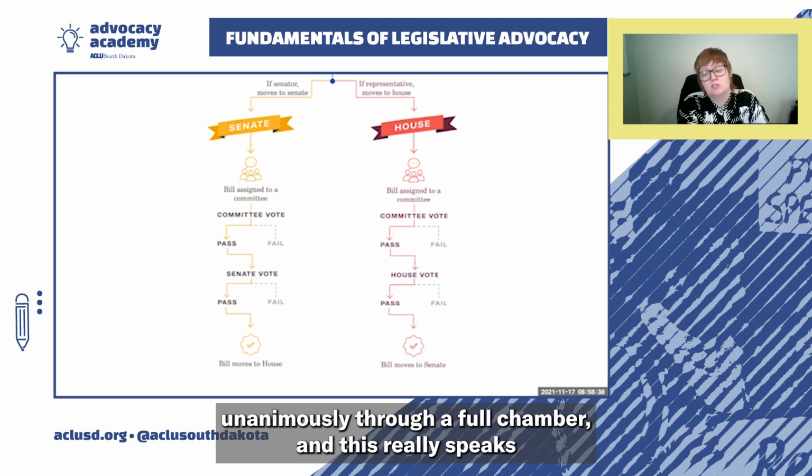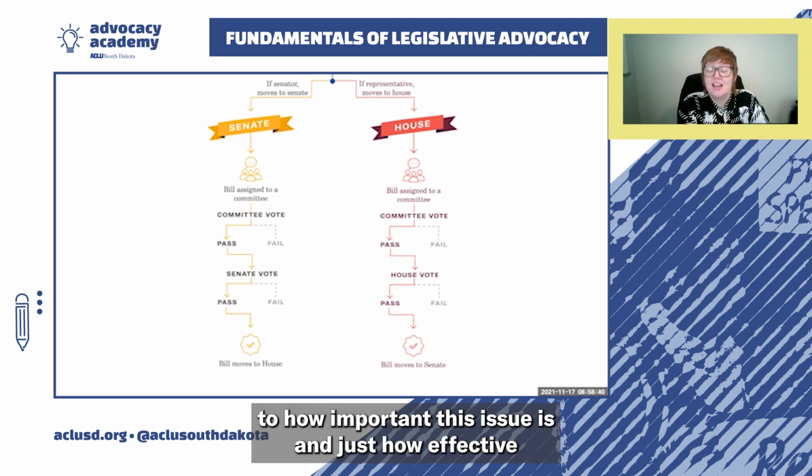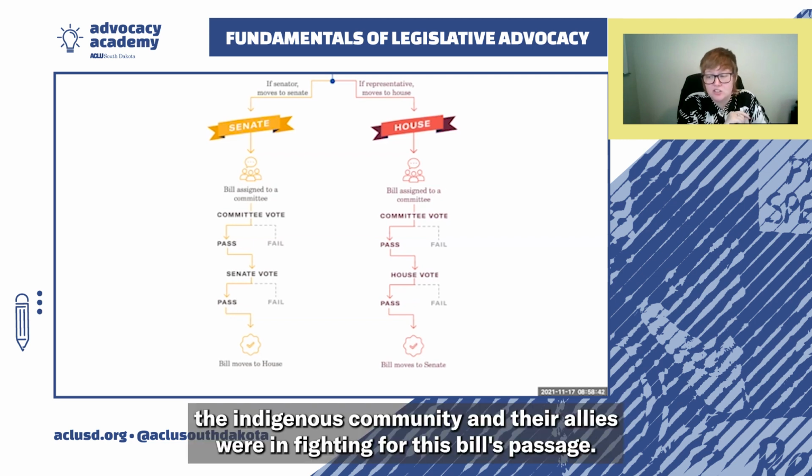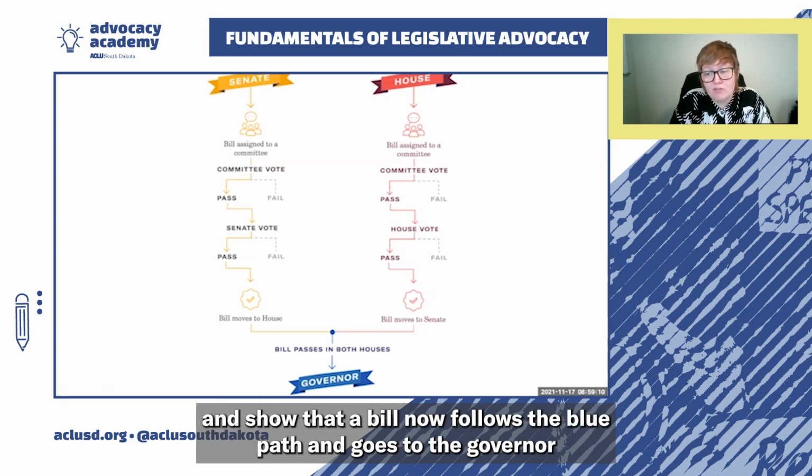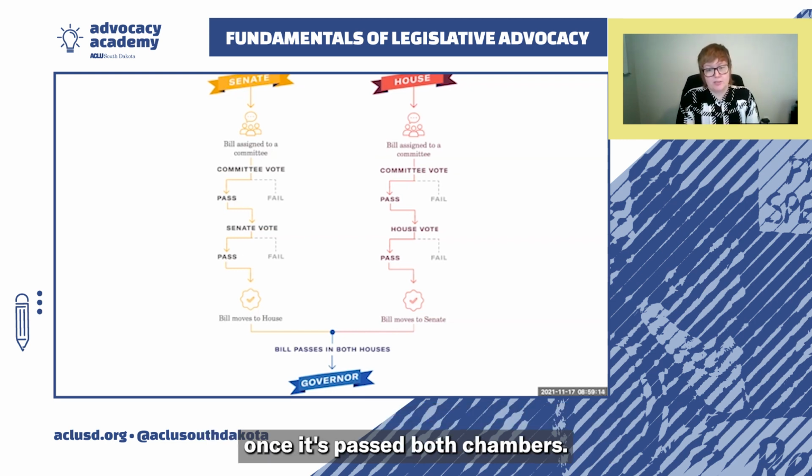And this really speaks to how important this issue is and just how effective the Indigenous community and their allies were in fighting for this bill's passage. So on this slide, the red and yellow path come together and show that a bill now follows the blue path and goes to the governor once it's passed both chambers.